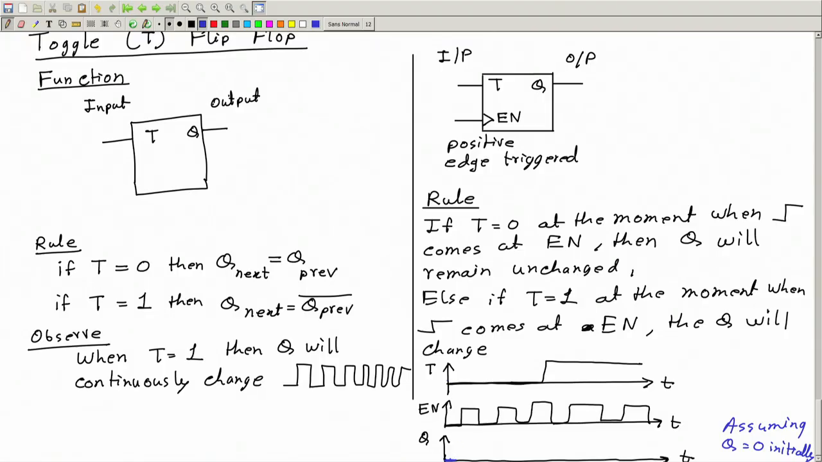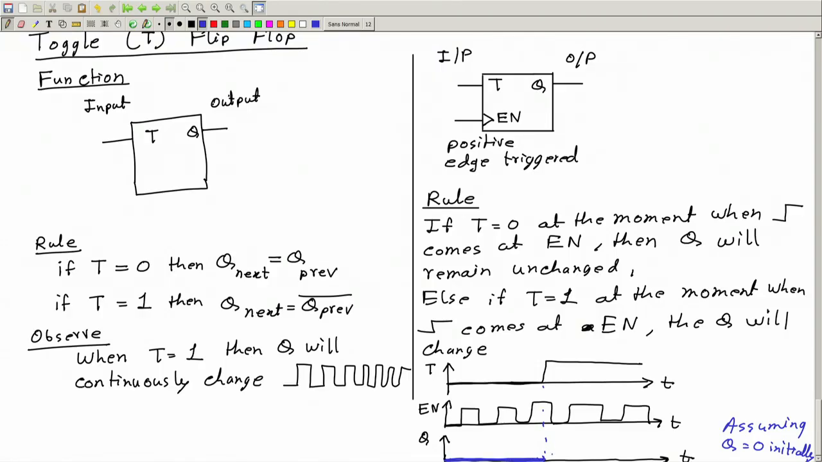Now you see toggle is 0 from here to here, so nothing will happen because toggle is 0. No matter whether rising edge, falling edge, whatever comes at enable, nothing will happen to q. Q will remain unchanged. So up to this point, nothing happens. Q is exactly equal to 0 always.